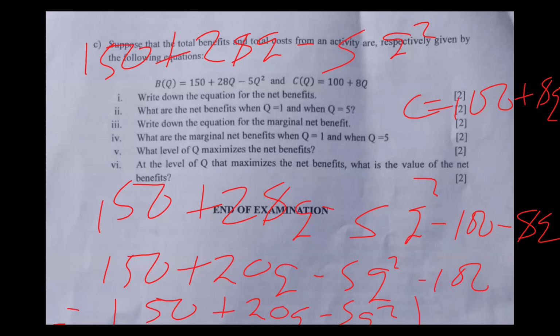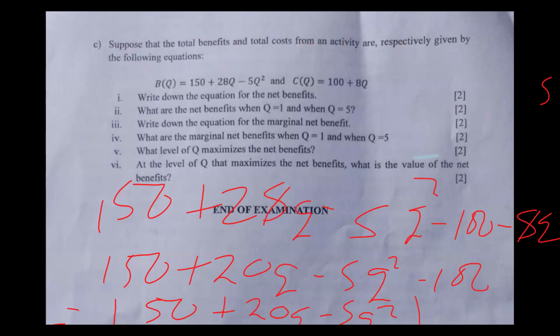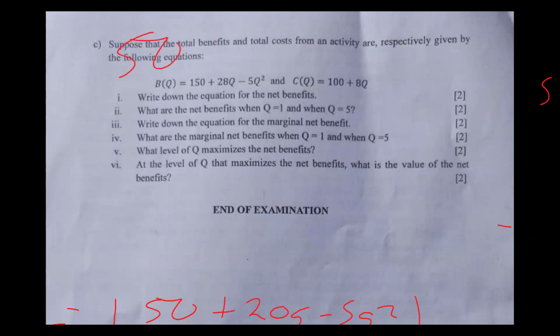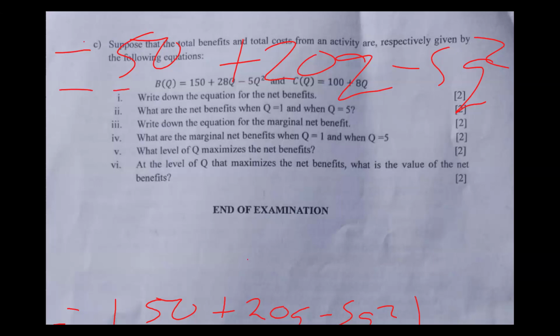What are the benefits when Q is 1? So if you want to find the benefits when Q is 1, you need to find the marginal net benefits, which means you differentiate this net benefits with respect to Q, right? Differentiate this function, which is 50 plus 20Q minus 5Q squared. To differentiate with respect to Q, this one is a constant, so it is 0.